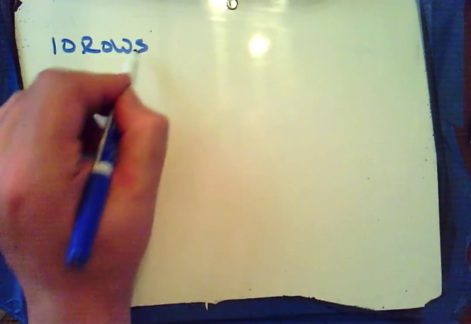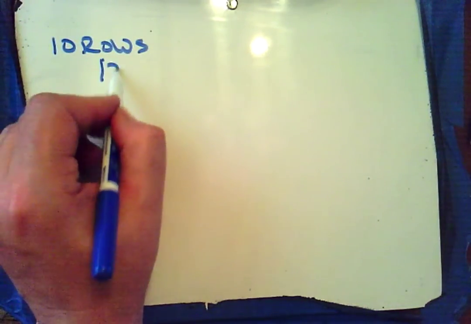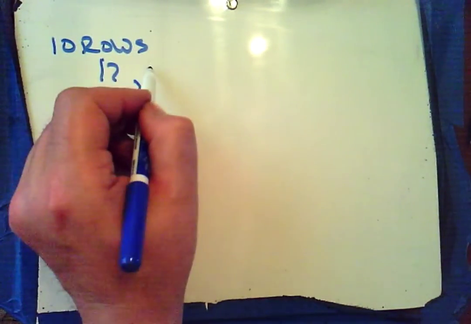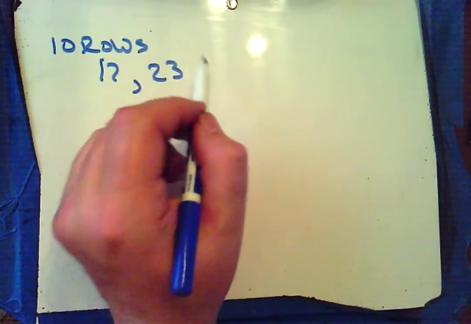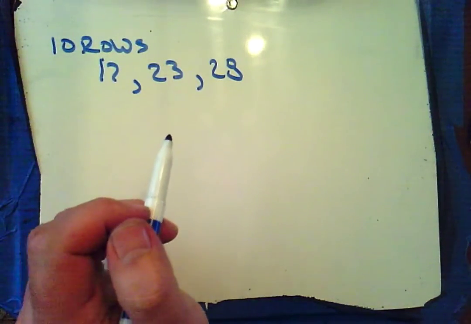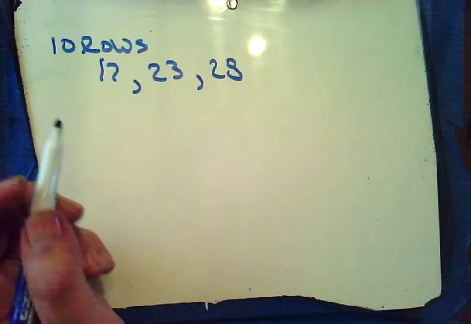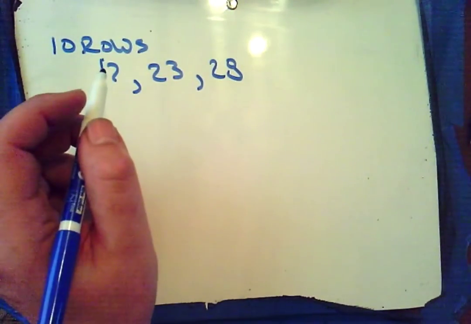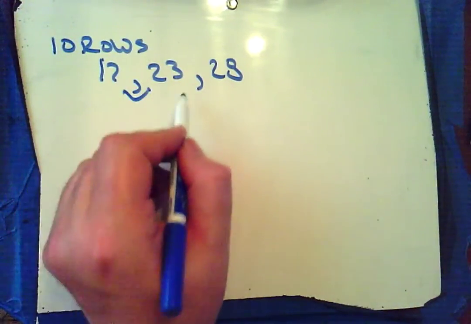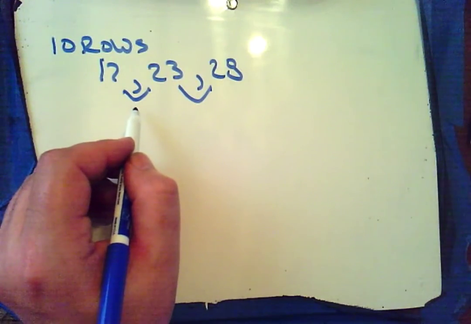So let's try this. Let's say that there are 10 rows, and the first row, the one closest to the stage, has 17 seats, and then the next one, row 2, has 23 seats, and then the third row has 28 seats. But after that, you get kind of tired of counting, and you wonder if there's a faster way. Well, sure there is. In this case, we notice that these are going up by, I seem to have a typo here.